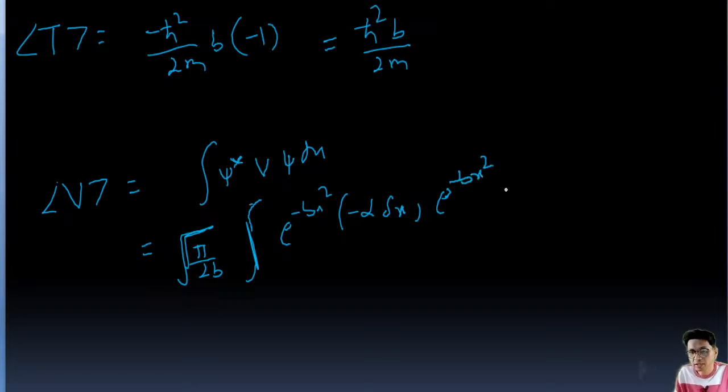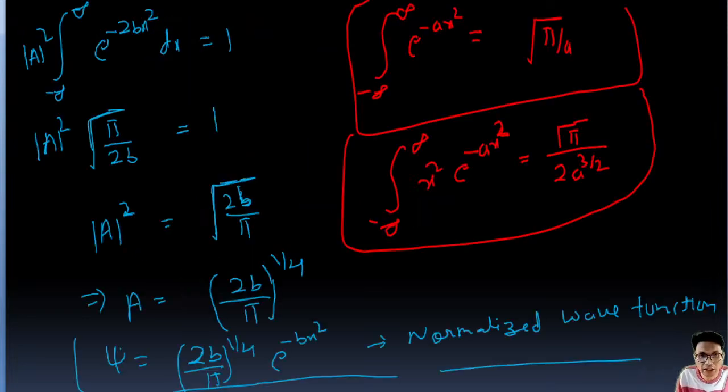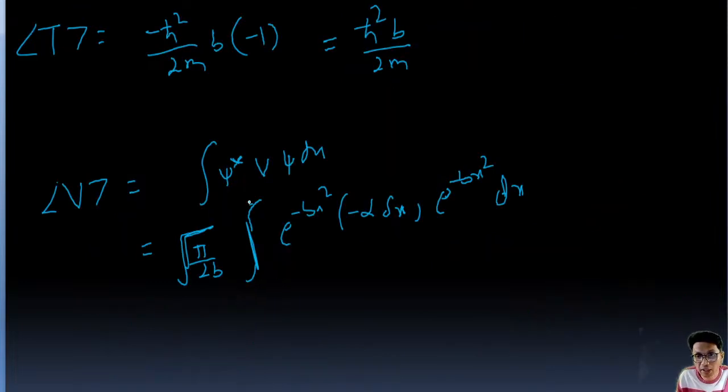e to the power minus bx square dx, and this is the normalized wave function. The value of a square is (pi upon 2b) to the power 1 by 4, so there are 2a, a mod a square is going to be pi upon 2, which I have already explained here. This one, 2b upon pi. Okay, it's 2b upon pi, guys. So we'll solve it.